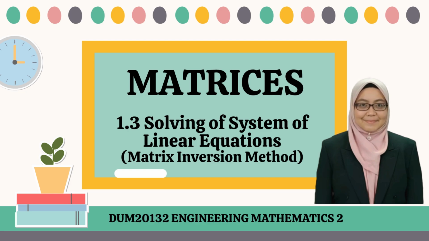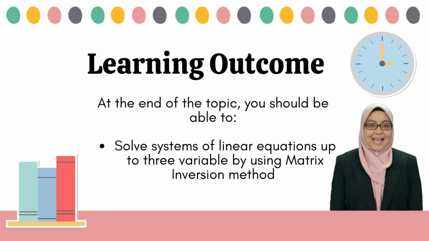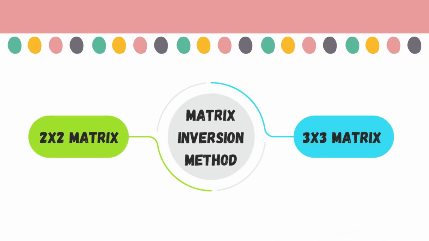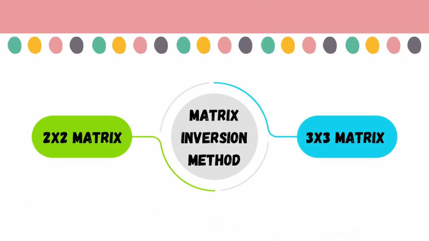this lesson. Learning outcomes: at the end of the subtopic, you should be able to solve systems of linear equations of up to 3 variables by using the matrix inversion method. The matrix inversion method is usually used to solve systems of equations with 2x2 or 3x3 matrices. These are square matrices with 2 or 3 rows and columns.